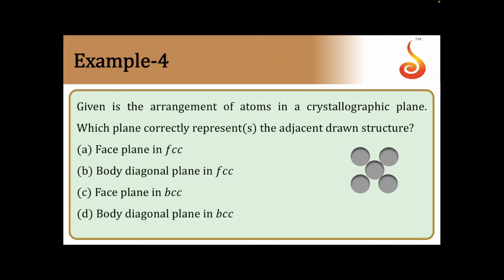Given the arrangement of atoms in crystallographic plane, which plane correctly represents the adjacent drawn structures? Face plane in FCC structure, body diagonal plane in FCC, face plane BCC, body diagonal plane BCC. That means we have to know where the atoms are present in FCC and in BCC. Then we can correlate the structure which is given with the FCC and BCC structures.